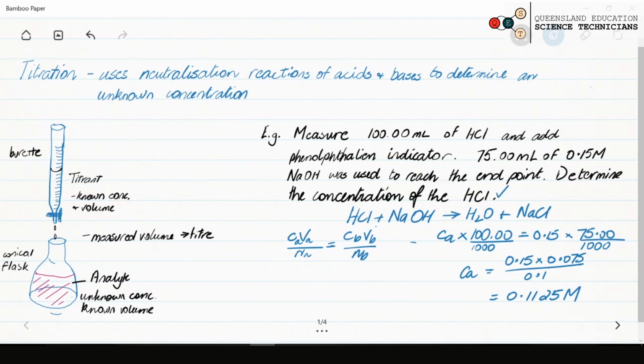There was no other part of the question. We used the 75 mils for the base. We used the 0.15 for the base. We used the 100 for the acid. So everything else is correct. And it never hurts to do a final check in terms of your answer calculation.